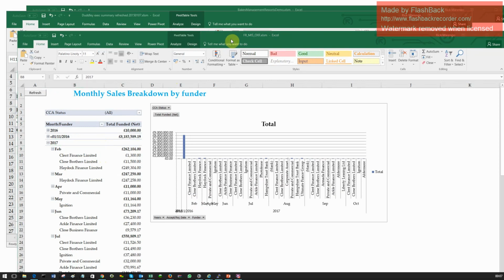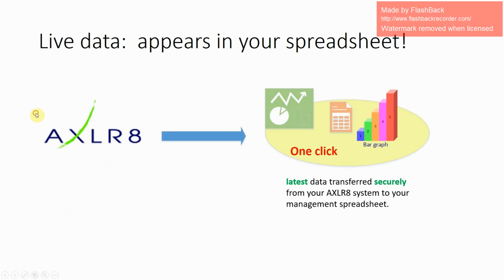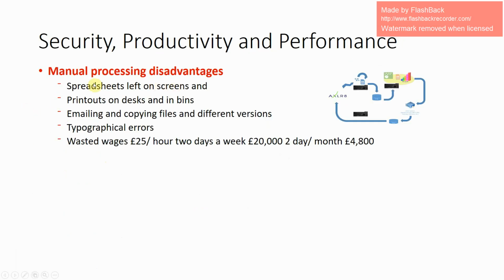So going back to the PowerPoint slideshow, to summarize: manual processing, spreadsheets left on screens, printouts on desks and in bins, is a major security issue, not least the competitive issue with people going off. If you give people access to export data from an AXLR8 system, there's all sorts of implications of that which I will leave to your imagination. Obviously people emailing and copying those files around the place is quite an issue as well.